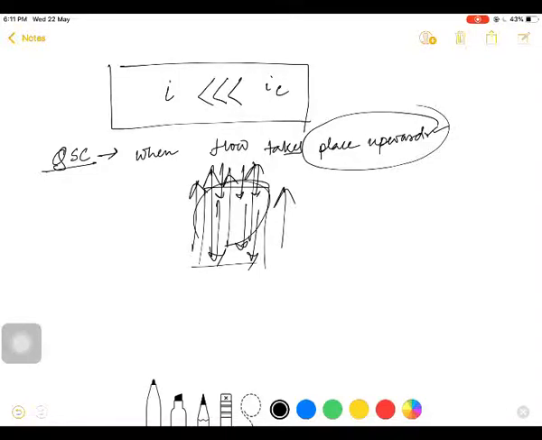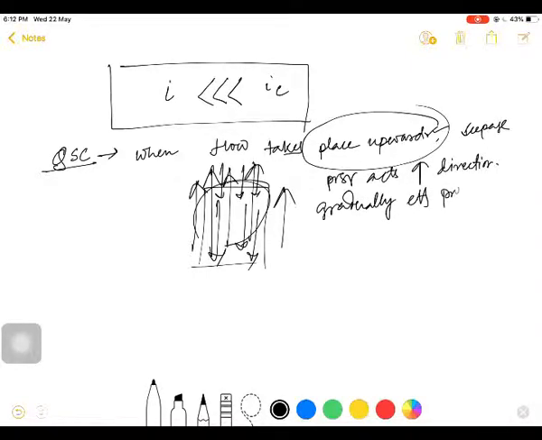Okay, so when flow takes place upward, due to upwardness, water is going upward, so definitely seepage pressure is happening upward. So seepage pressure acts in the upward direction, and gradually effective pressure is reduced to 0.